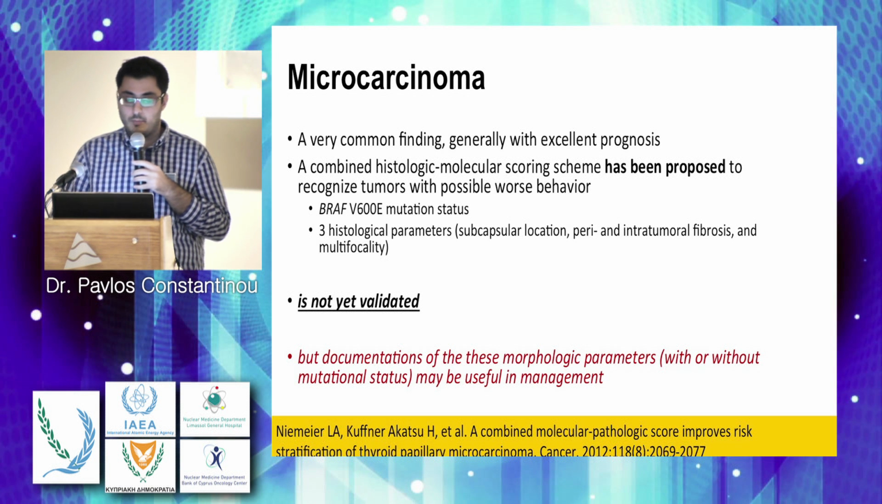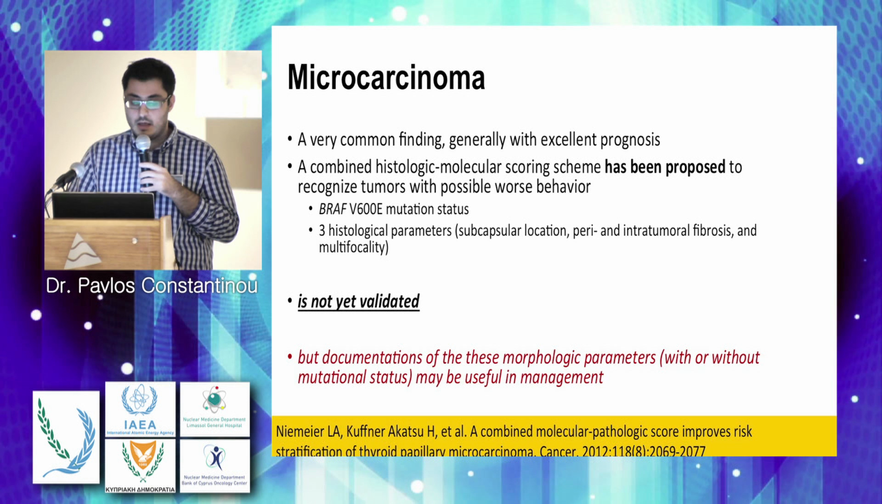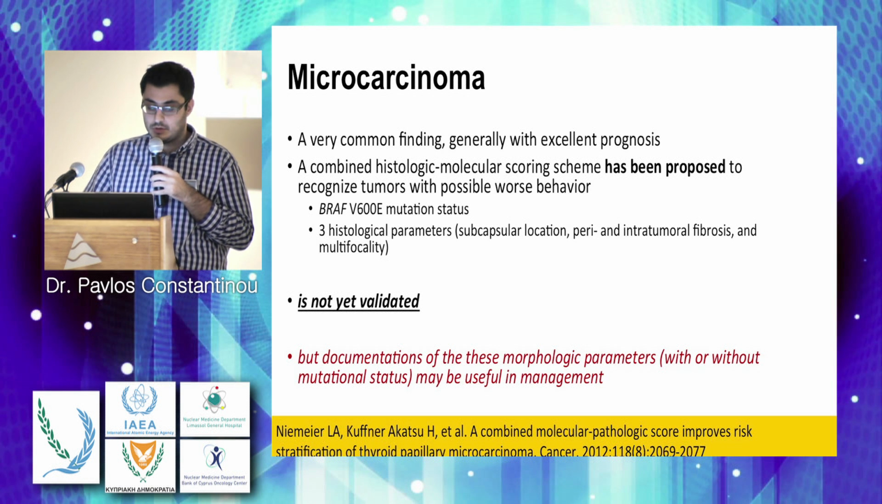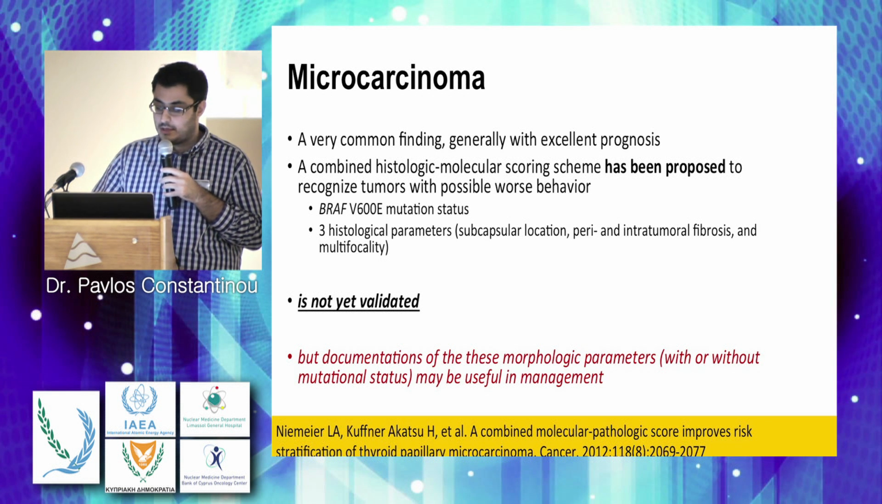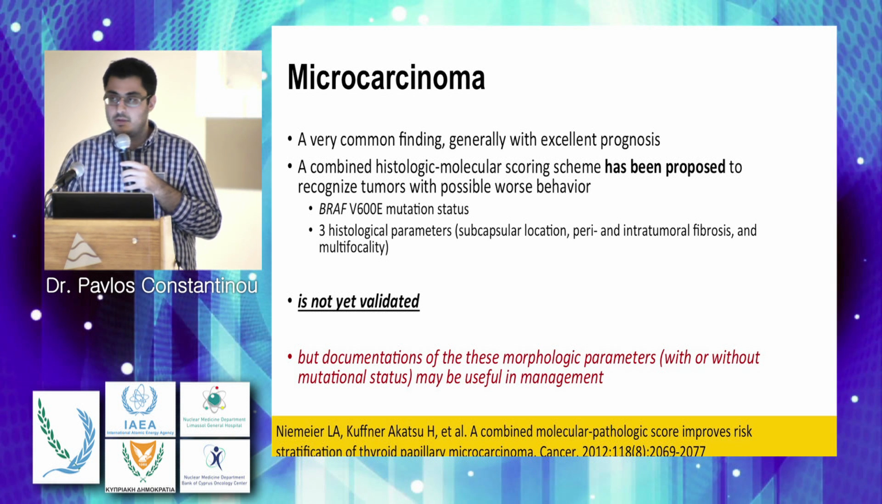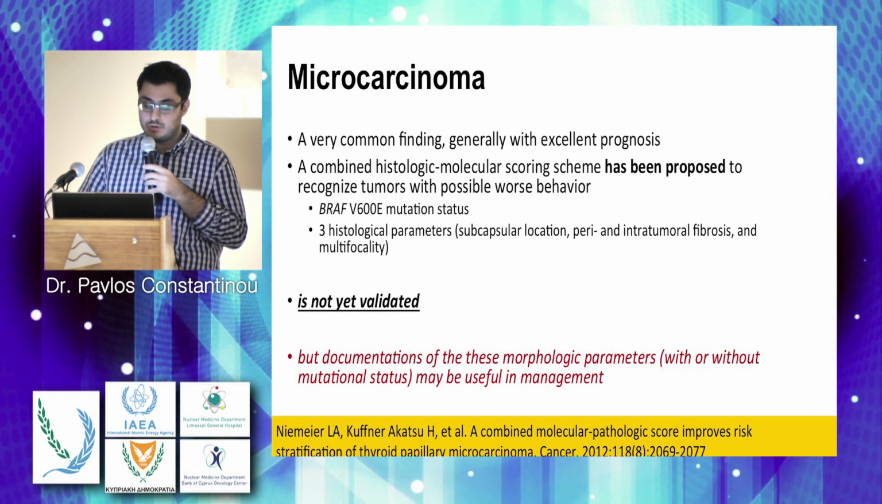For this reason, a combined histologic molecular scoring scheme has been proposed recently. This scoring scheme evaluates the BRAF V600E mutation status and also 3 histological parameters: the subcapsular location, the peritumoral fibrosis, and the multifocality. Even this scoring scheme has not been validated yet. The documentation of these morphologic parameters is recommended because it may be useful in clinical management decisions.